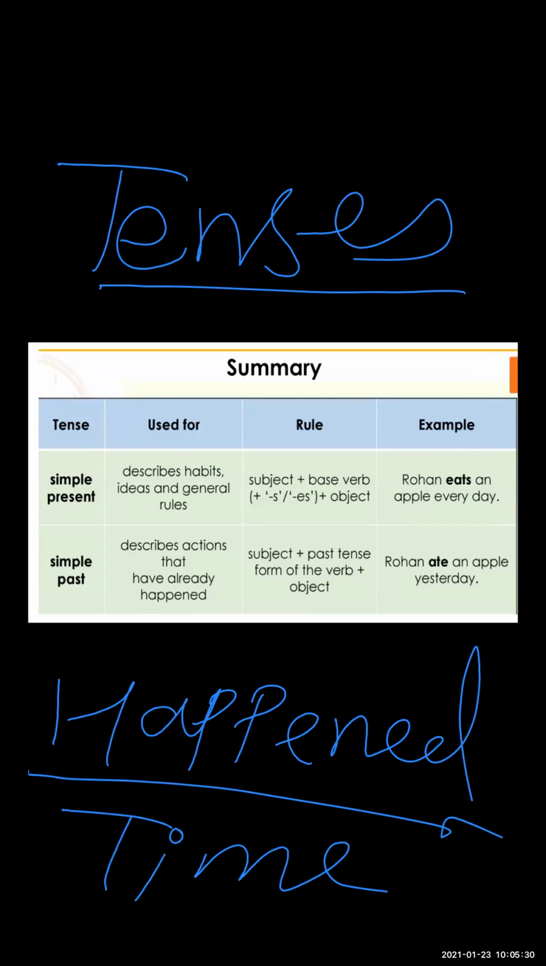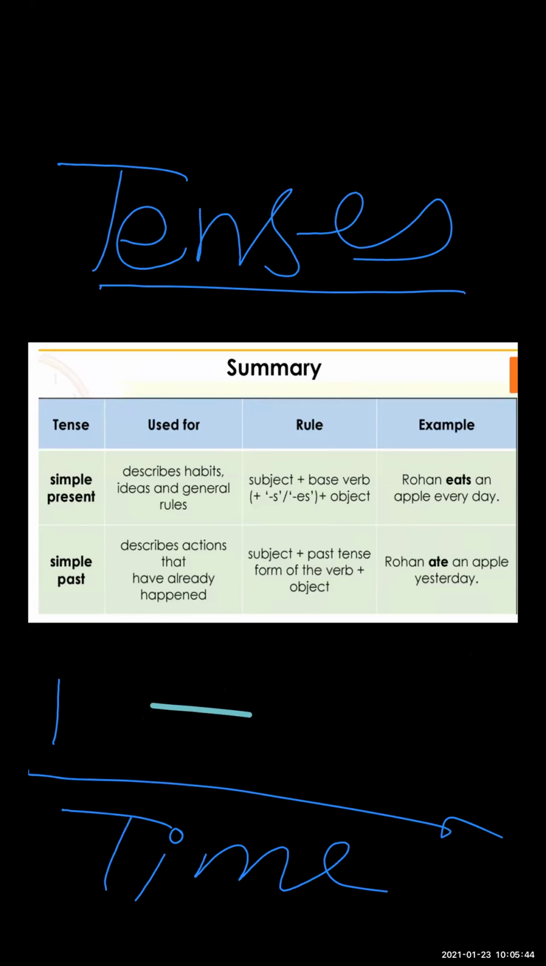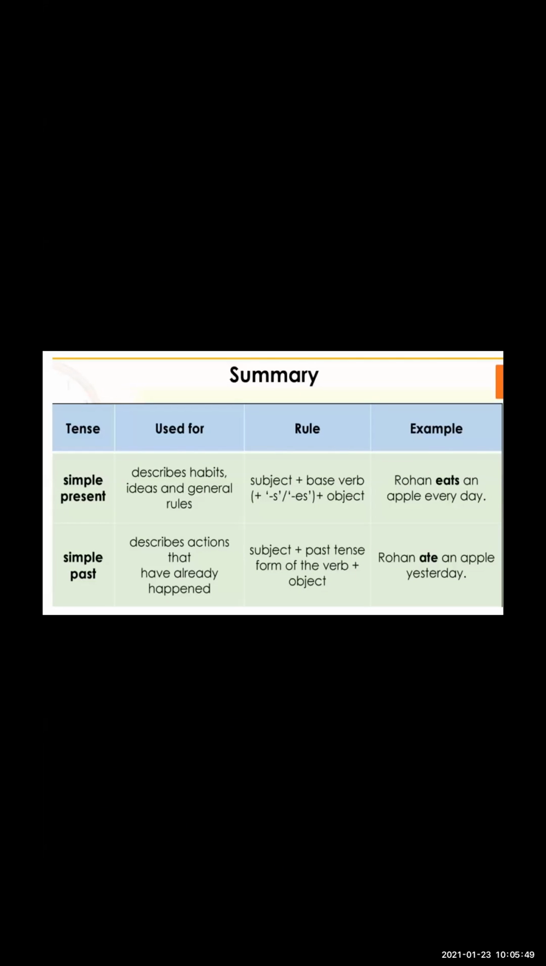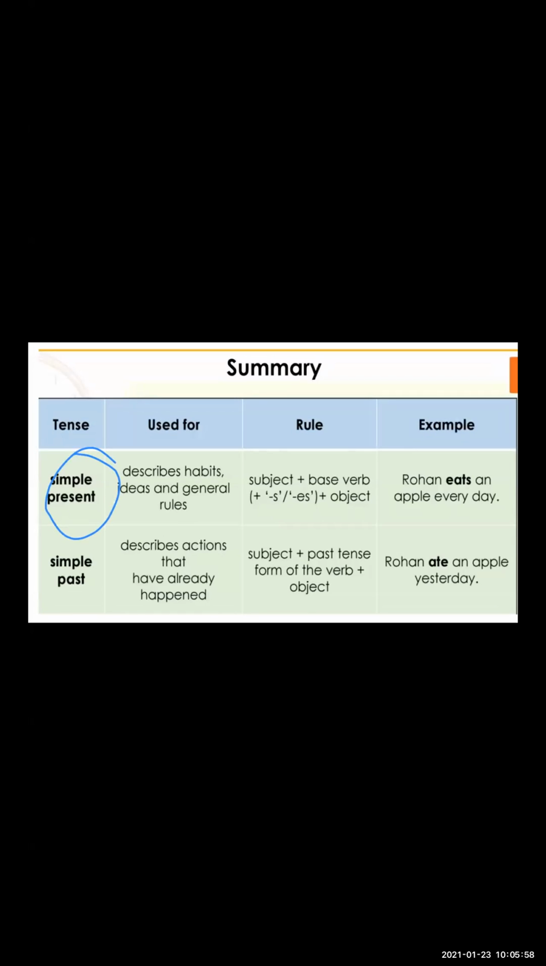But if you want to know when you are playing, or when you are going to play, these are all the answers which you get from the tenses. Let's try to understand this. The first one is the simple present tense. When do we use the simple present tense? We use it to describe habits, ideas, and general rules.